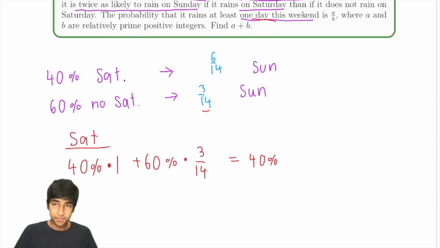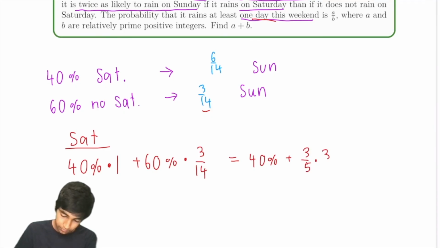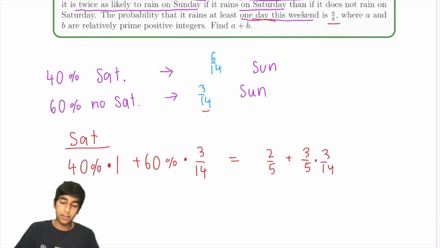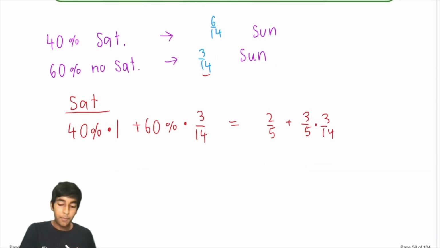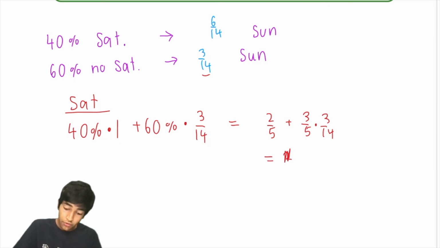Well, that is just going to be equal to 40% plus 60% times 3 over 14. That's 3/5 times 3 over 14, and 40% is just 2/5. The question is not asking in terms of percent, it's asking just in terms of probability, so let's convert from percentage. So this becomes 2/5. Well, 2/5 is equal to 28 over 70, because times 14 over 14. And the next quantity is 9 over 70. So overall, it's 37 over 70.